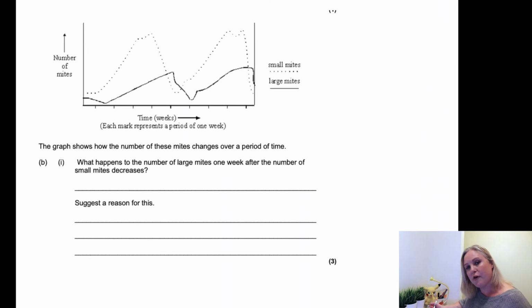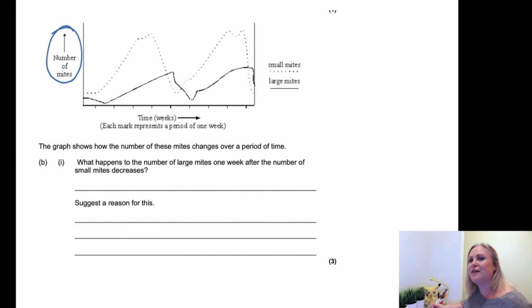Now, here we go. We've got a predator population graph. We can see it straight away. We've got the number of mites on one side. We've got the small mites in our dotted line, whereas our large mites are in the solid line. And we've got the weeks going along the bottom. So the graph shows how the number of these mites change over a period of time. What happens to the number of large mites 1 week after the number of small mites decrease?